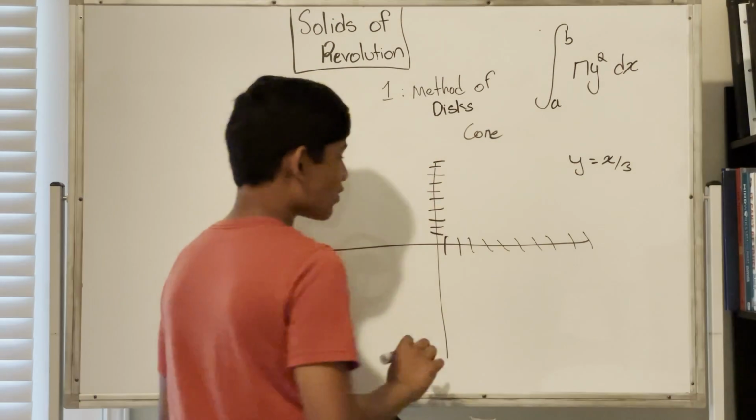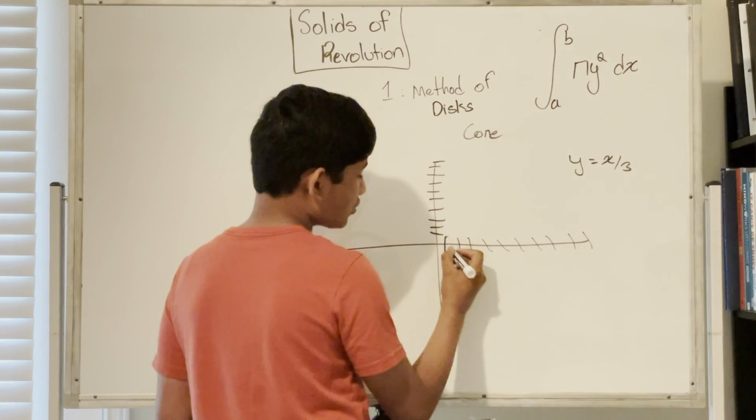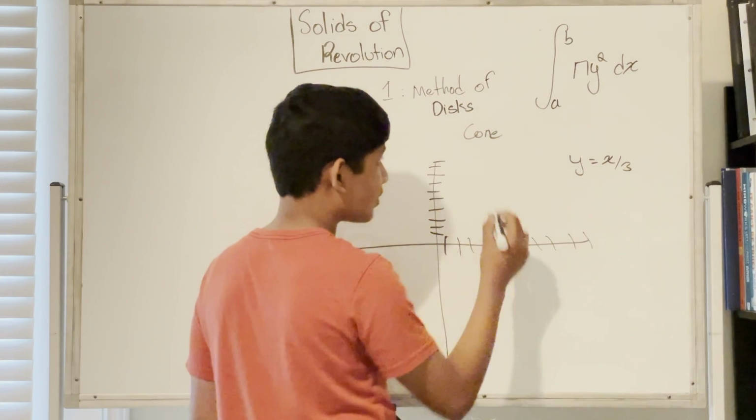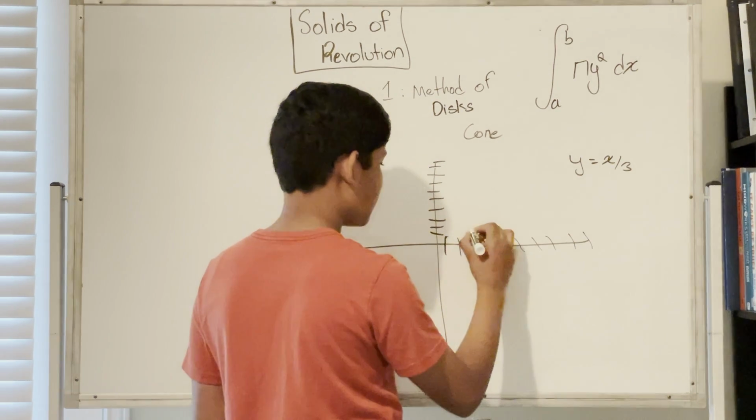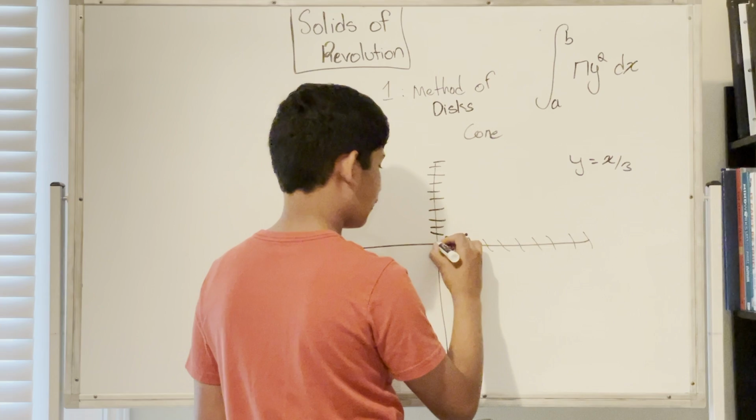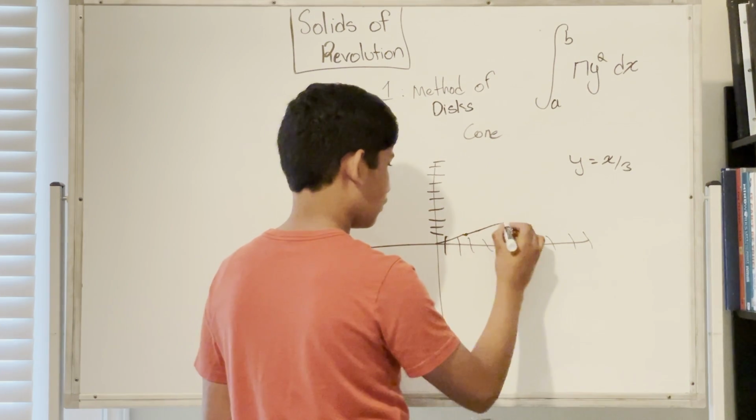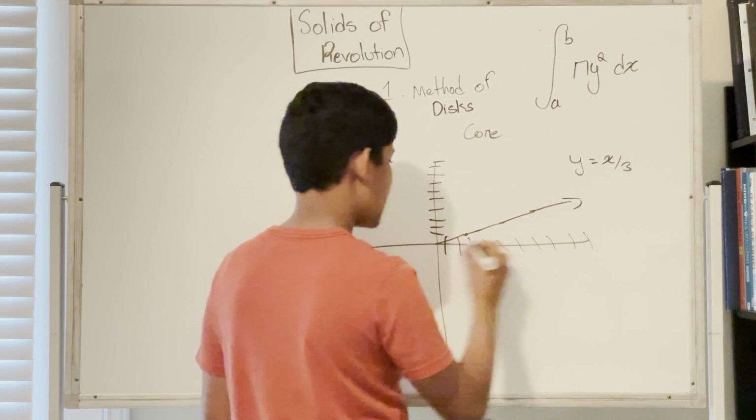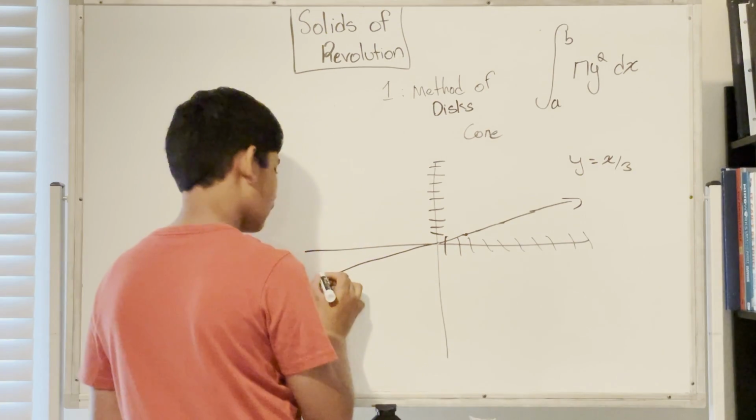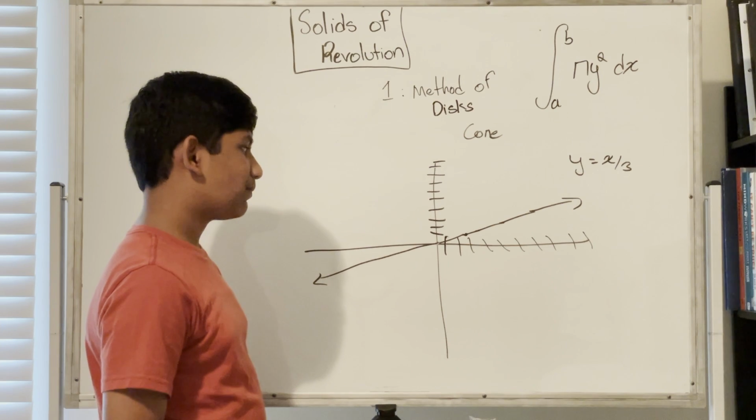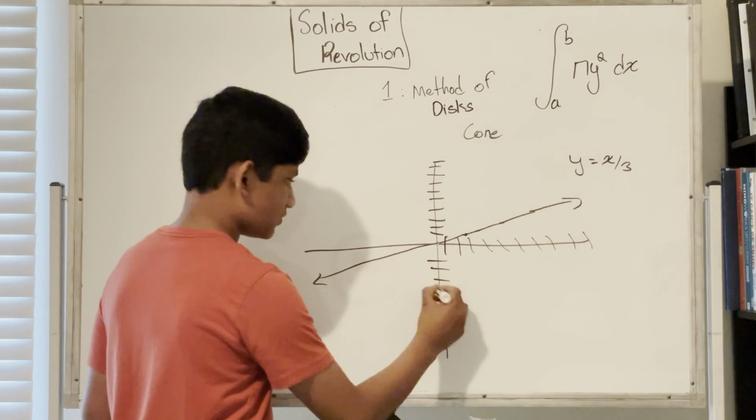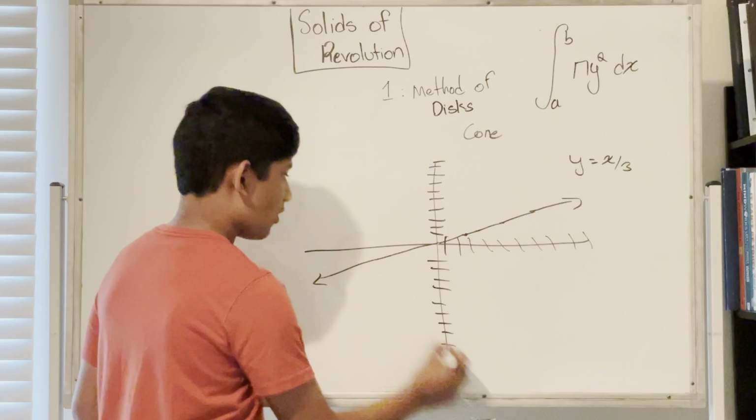Okay, so x over 3, well, when x is 1, y is 1/3. When x is 3, y is 1. So precisely like this. This is going to be the line y equals x over 3. Now we could just put the line over here.